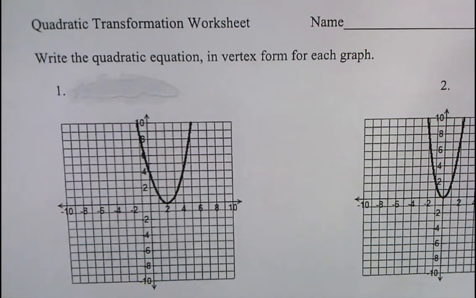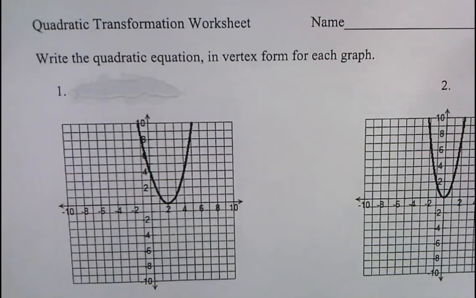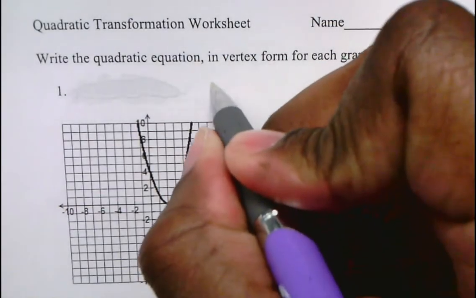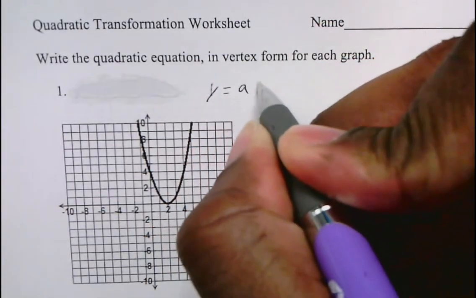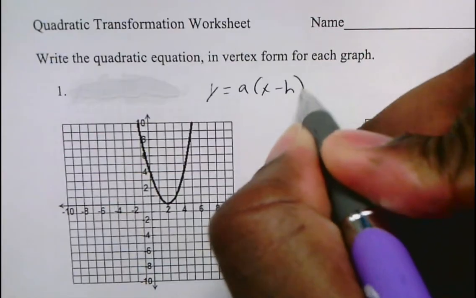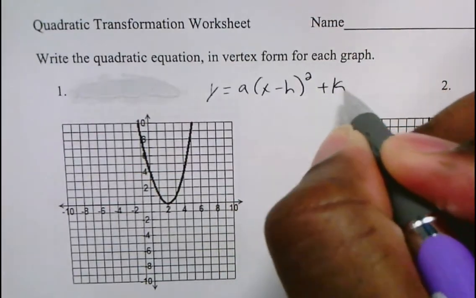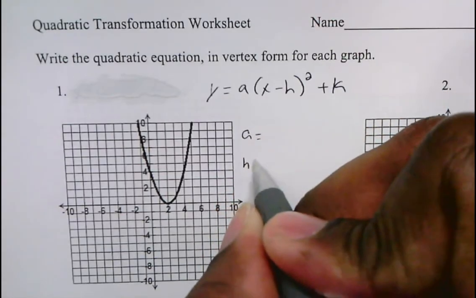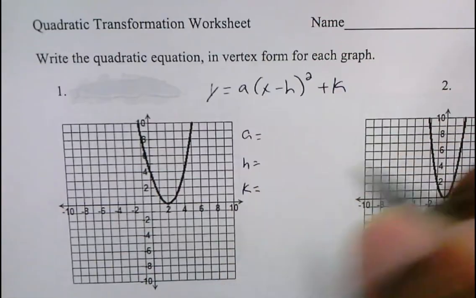Alright, so this video is about writing an equation for a quadratic in vertex form given this graph. So this is the graph of a quadratic, it's a parabola. If we're going to write it in vertex form, the form is y equals a(x subtract h) squared plus k. So ultimately I need to know a, I need to know h, I need to know k.